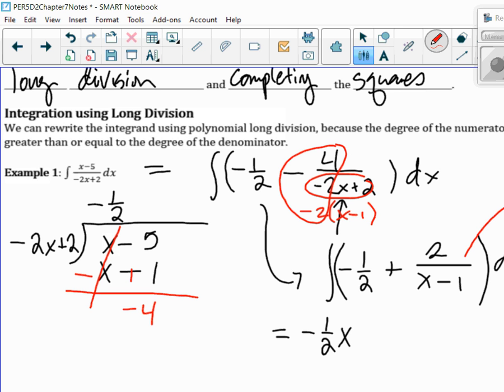So do you see what this would end up being? It would be 2 times the integral of 1 over u du. So what do you get for that? What's the antiderivative of 1 over u? ln. So you're going to get plus 2 ln u, which is x minus 1 in absolute value, plus c.